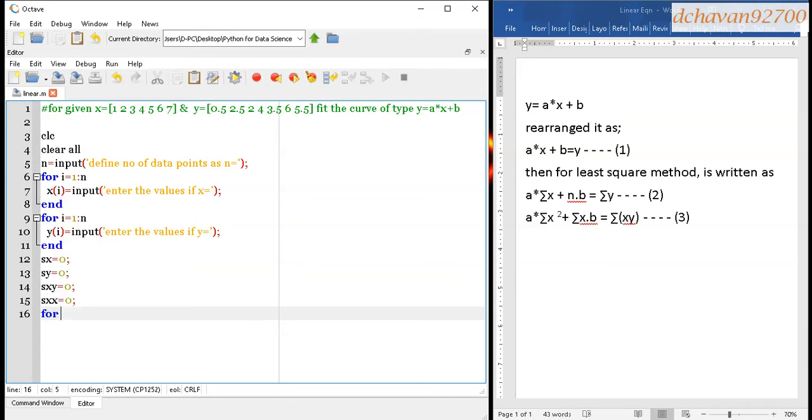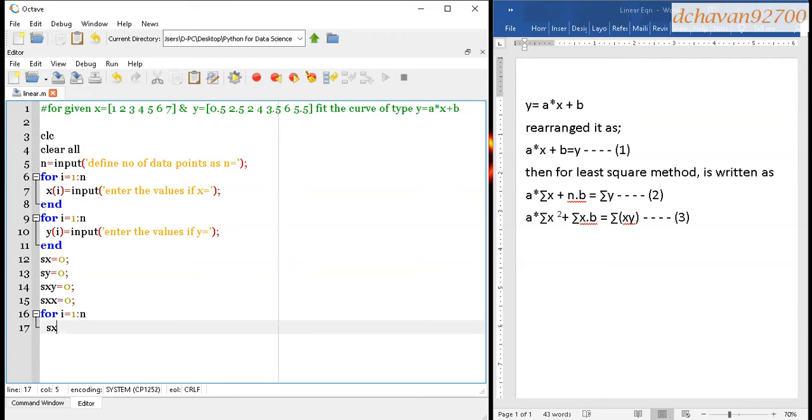The next task is to perform the addition. Again we use a for loop, because we have to repeat the same process n times. So for i equals 1 to n, we add: sx equals sx plus x of i, because when the value of i is 1, x of 1 is considered.